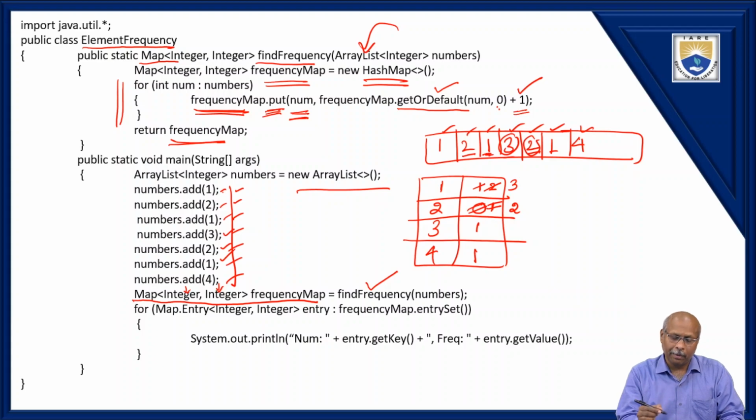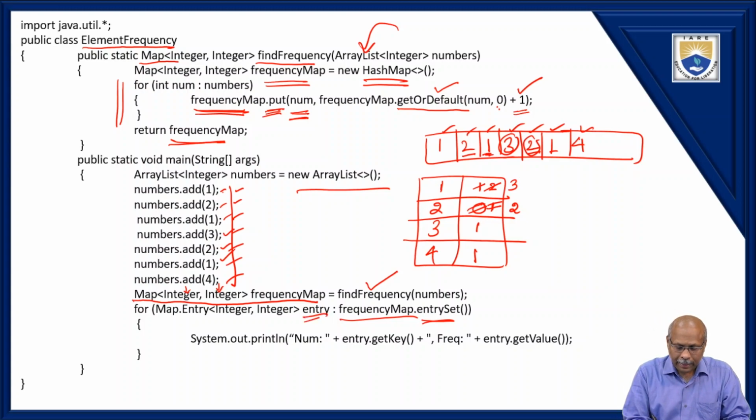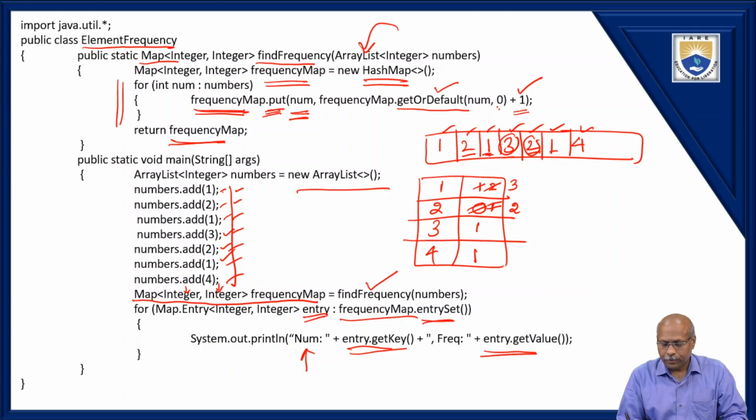So which item is available how many times. Now from this frequency map, you are getting one by one. Frequency map dot entry set. This entry set gives you the combination of both key with value. So this entry I am getting, entry dot get key. That means it will give the number which is repeating, and entry dot get value will give the frequency. So this will repeat for all the items of the frequency map. So this is the way you can find out the frequency of each item. This is also one of the applications of HashMap.